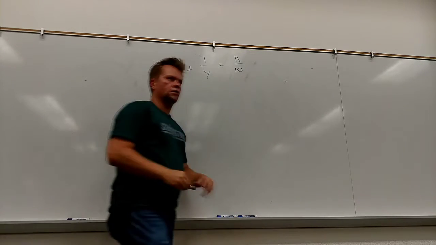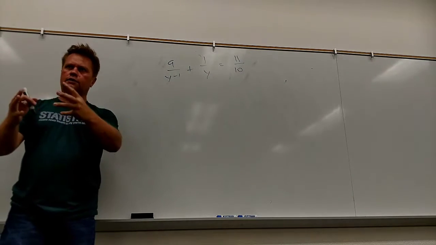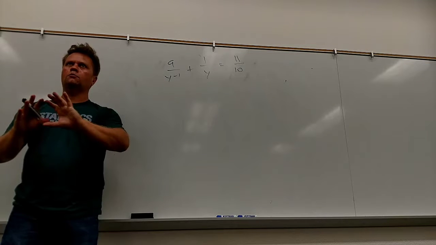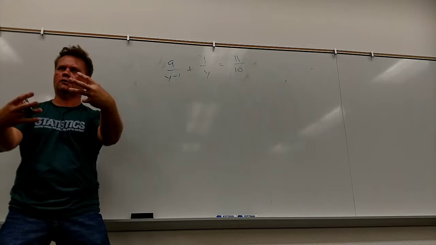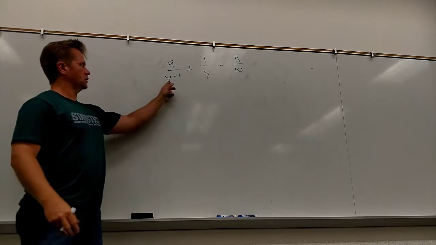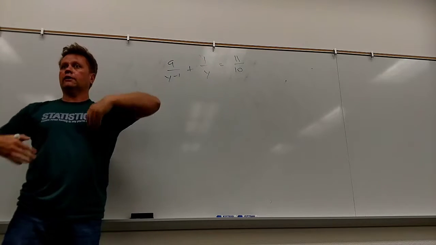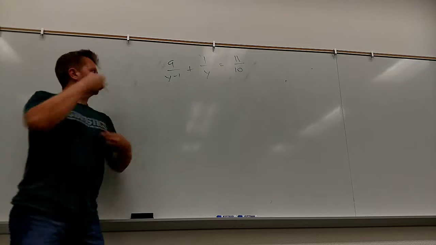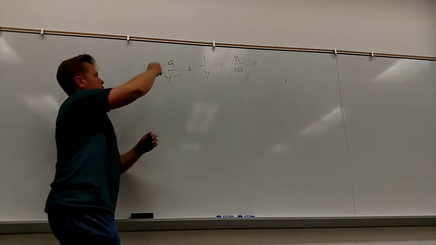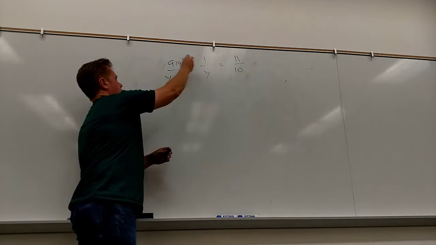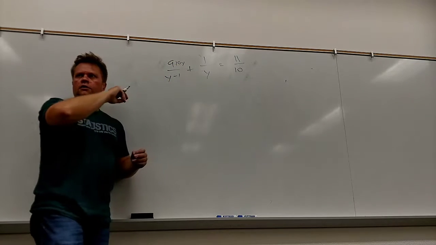So, the way I try to teach this to you follows what we do before this section. That's why I teach it that way, because it's already a method you know, which is just to make all the bottoms the same by giving them what they're missing. So what's this first guy missing relative to the other two? He's missing a 10 and a y. Do you guys see that?